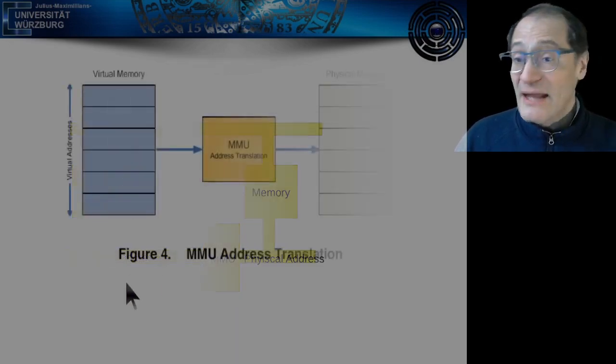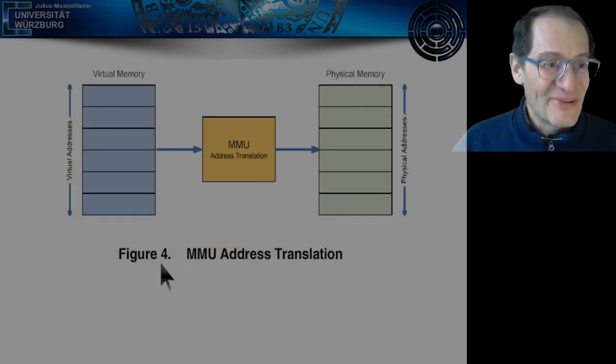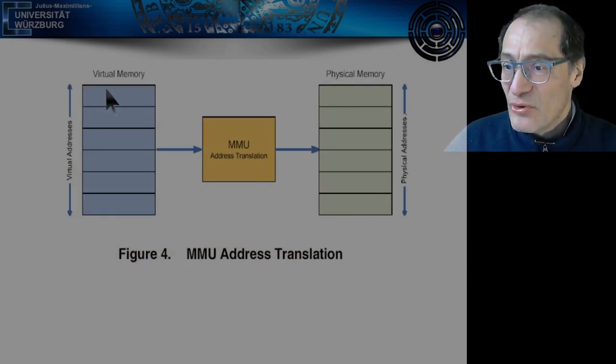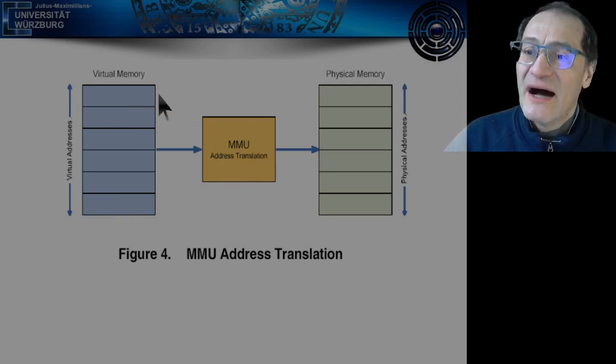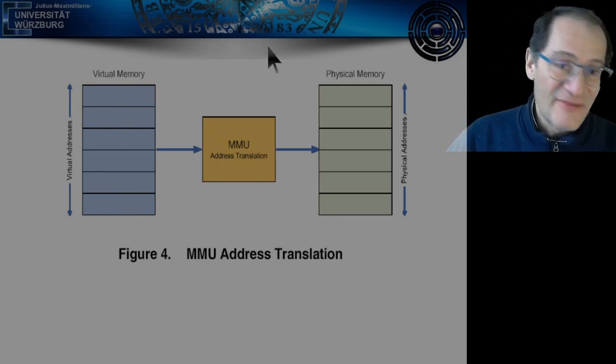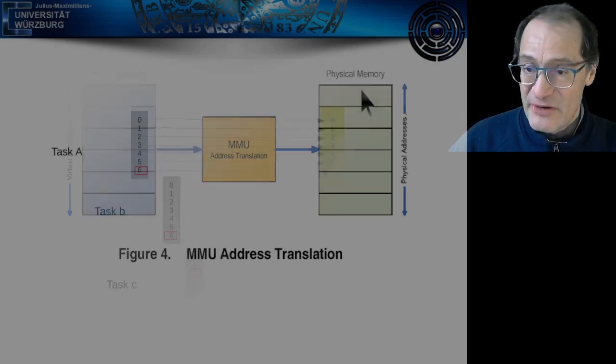So, and then we have this case. I'm going to come to this case later. So this is our virtual memory. So we have the address translation, and from each address in the virtual memory, we can have another address in the physical memory.